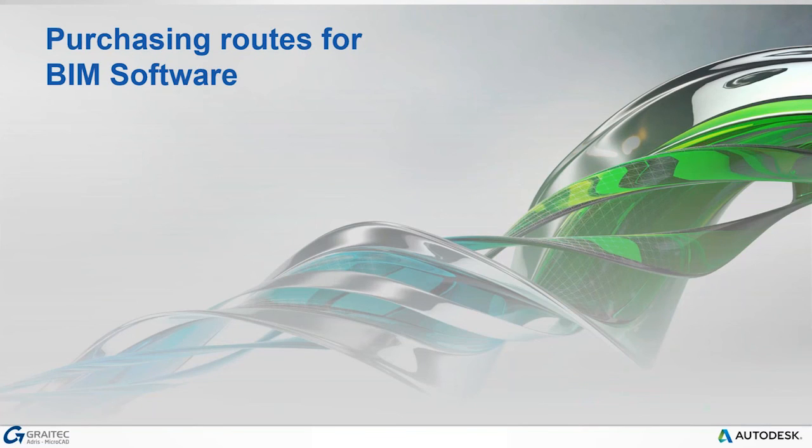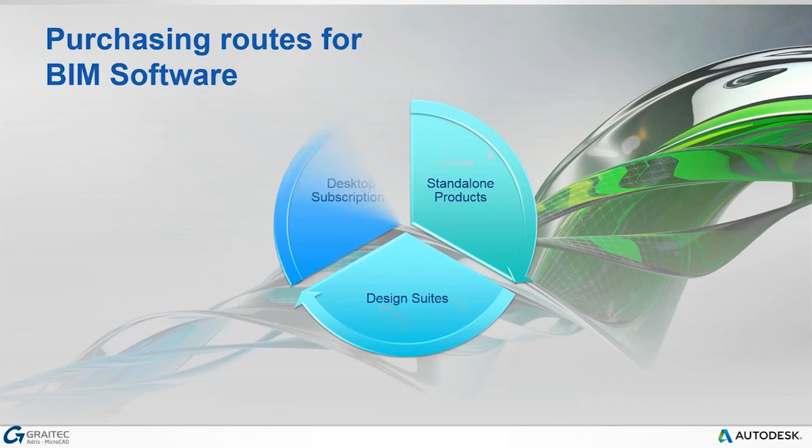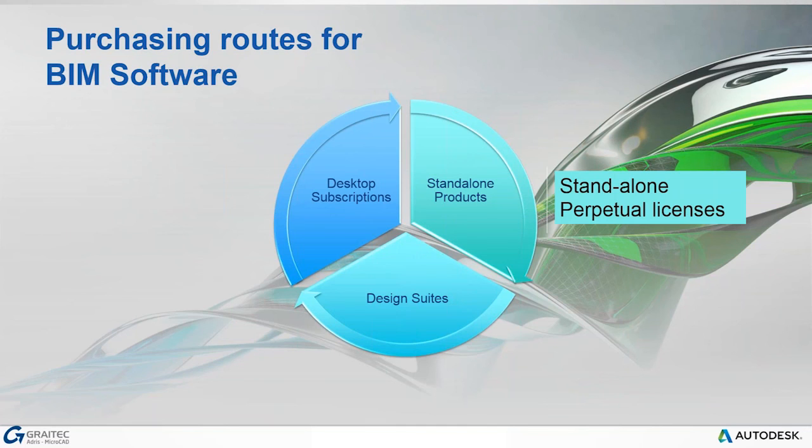Currently, there are two ways to buy your Autodesk software: perpetual license or desktop subscription. Perpetual license has traditionally been bought in one of two ways. Standalone products. These are the standalone single programs, for example, just AutoCAD, just Revit, etc. And these can be bought as a perpetual license. You buy it and it keeps on working at its current version for as long as you need it in that version.